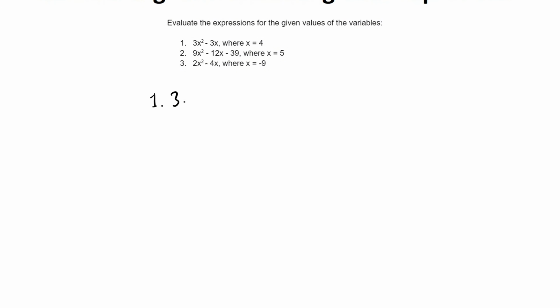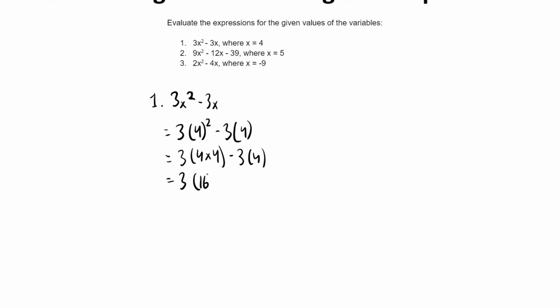Here, 3x squared minus 3x. Now the question has x equals 4. So wherever there's an x, we'll plug in a 4. So this equals 3 times 4 squared minus 3 times 4. Now here there's an exponent, so we do 3 times 4 times 4, and then 3 times 4. Now let's evaluate the brackets.